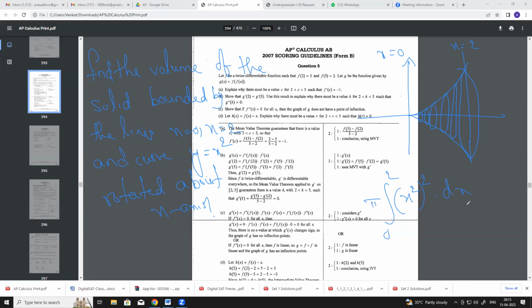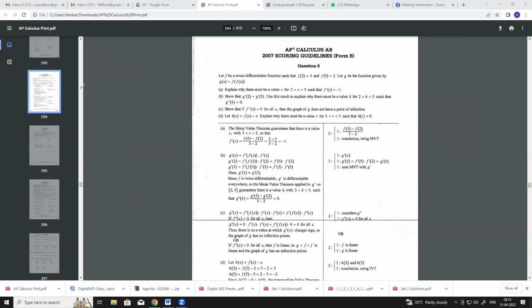Now let us do the next question. Find the volume of the solid bounded by the lines x is equal to 0, y is equal to 1, y is equal to 4, and y is equal to x square, rotated about the y-axis.